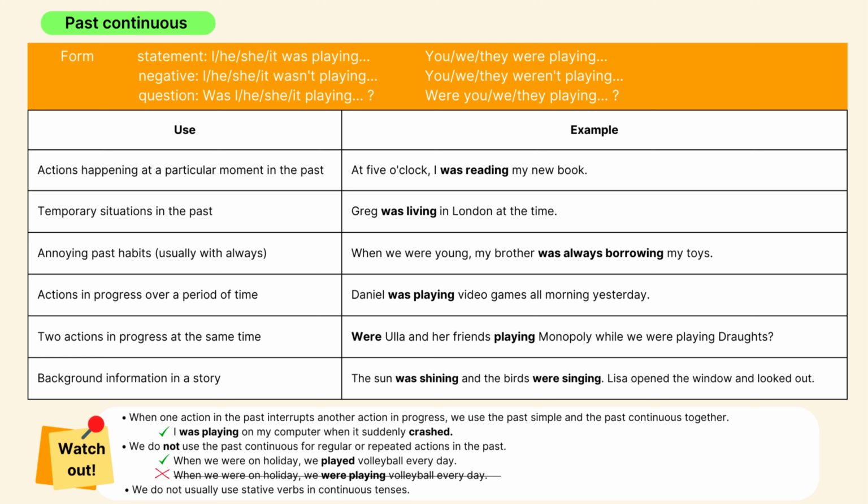We do not use the past continuous for regular or repeated actions in the past. When we were on holiday, we played volleyball every day. Not: When we were on holiday, we were playing volleyball every day. We do not usually use stative verbs in continuous tenses.